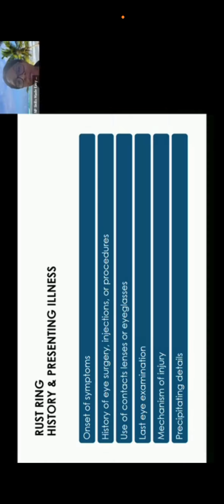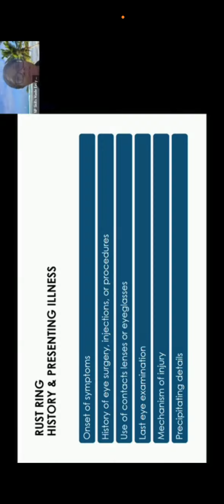History of eye surgery, injections, procedures. You want to know before you start bothering the eye. Do they have a lens? Did they have some kind of implant in there? Use of contact lenses or glasses. Contact lenses, especially because as a prescriber, you have to prescribe differently because the organism that typically will affect the eye of a contact lens wearer is different from those who do not wear contact lenses. The last eye exam, the mechanism of injury, and the precipitating details.